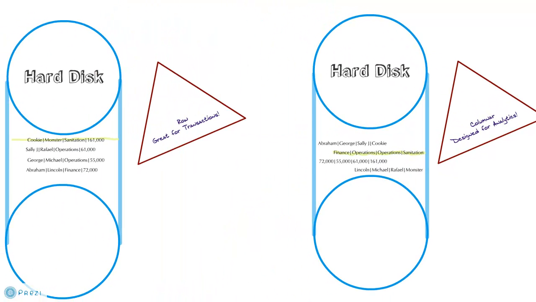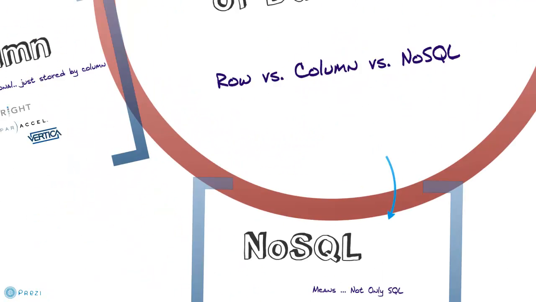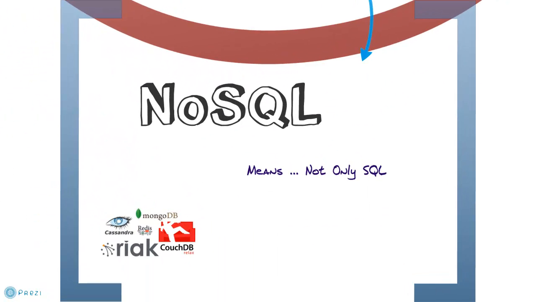Let's compare them side by side. The data is the same, and we can still reconstruct the rows if we need to. However, we store them in completely different ways. If that didn't confuse you, let's now talk about NoSQL.